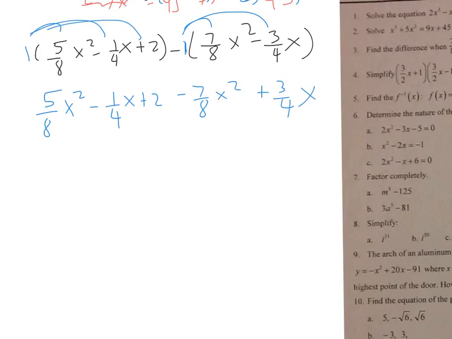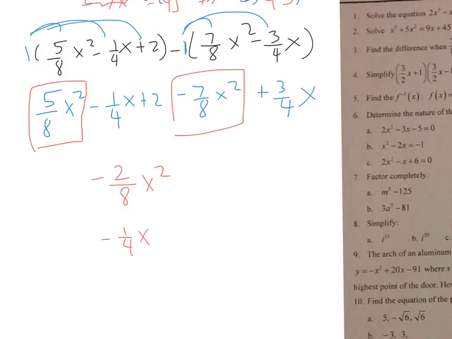Now I want to combine like terms. You could use your calculator for the fractions if you need to. I have 5/8 x squared and negative 7/8 x squared. You should recall that when we add or subtract fractions, we need the same denominators, and I do. They're both 8. So I will add or subtract the numerators and keep the denominator. I have 5 minus 7 is negative 2 over 8 x squared, which actually becomes negative 1/4 x squared.